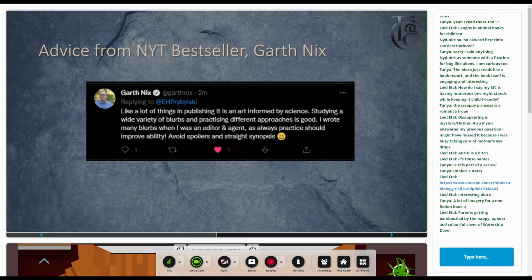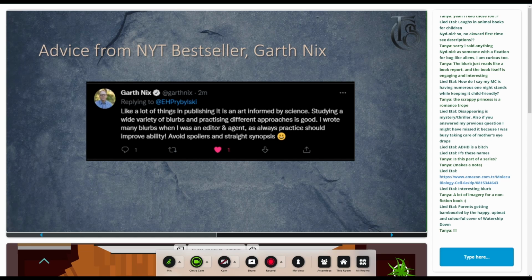So, when I was on Twitter, I actually saw Garth Nix. I tagged him in a comment about the fact that I grabbed Sabriel for this description, and he responded. We had a conversation back and forth, and I asked him, what is something about blurb writing that you really think people should know? And he answered by saying, like a lot of things in publishing, it is an art informed by science. Studying a wide variety of blurbs and practicing different approaches is good. I wrote many blurbs when I was an editor and agent, and as always, practice should improve your ability. Avoid spoilers and straight synopsis.